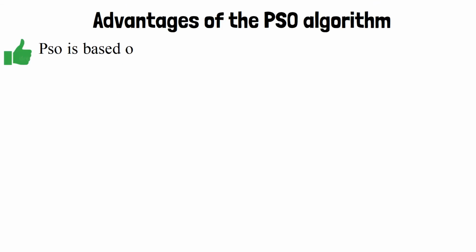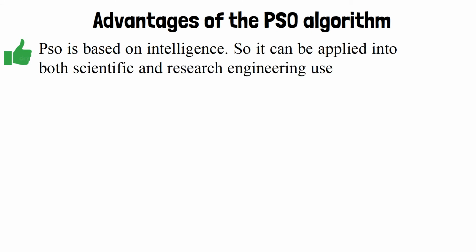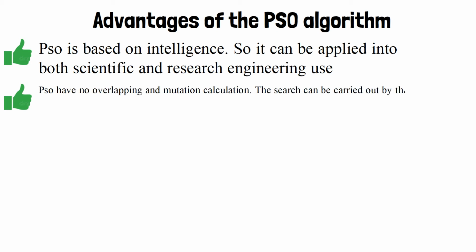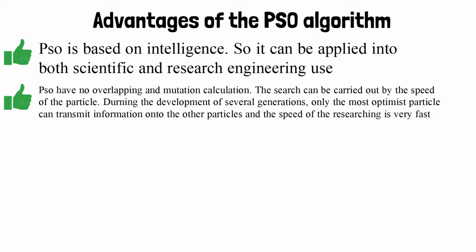The advantages of the PSO algorithm. PSO is based on intelligence, so it can be applied to both scientific research and engineering use. PSO has no overlapping and mutation calculation. The search can be carried out by the speed of the particle. During the development of several generations, only the most optimal particle can transmit information to the other particles, and the speed of the searching is very fast.